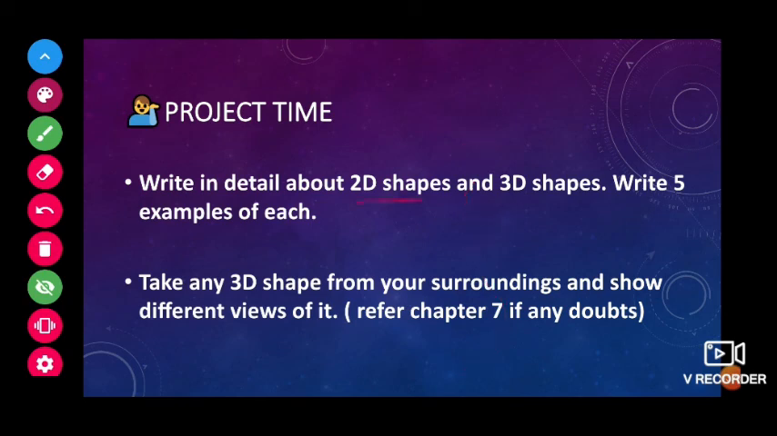You already know what 2D shapes and 3D shapes are. So write in detail about 2D shapes and 3D shapes with 5 examples each. And also we can see many 3D shapes in our daily life. Even you can see a cube. 3D shapes means 3-dimensional, like a ball, or anything in your home. So take one 3D object and show how it will look in different views.